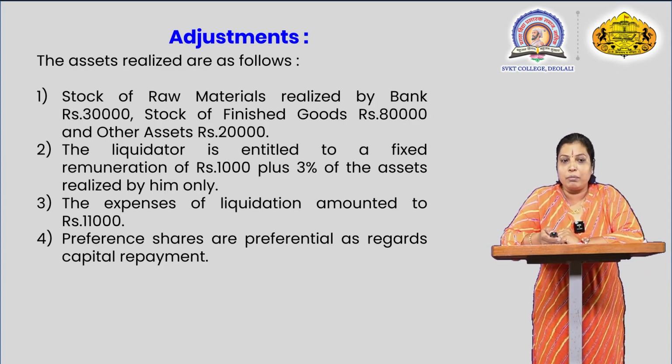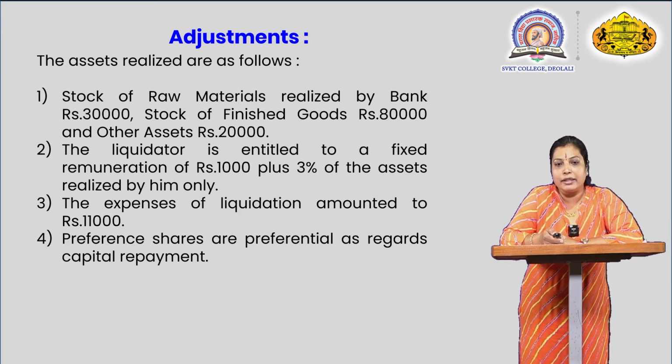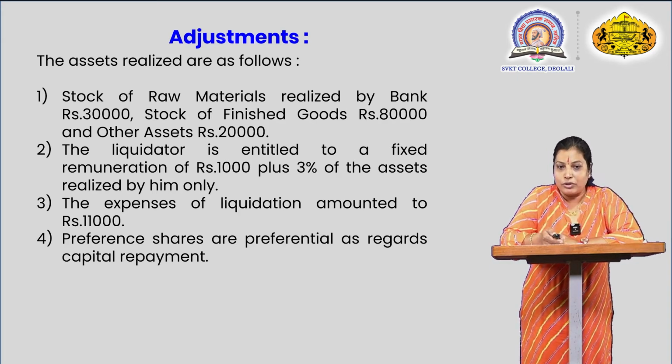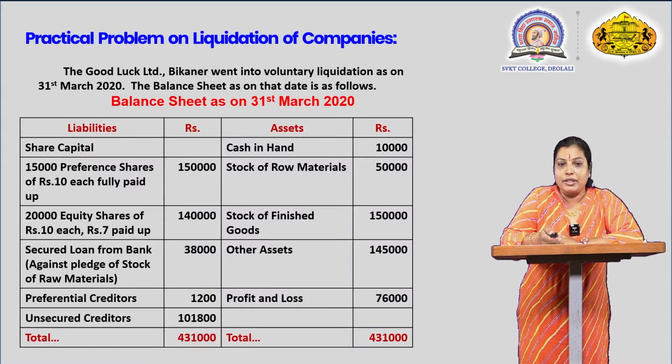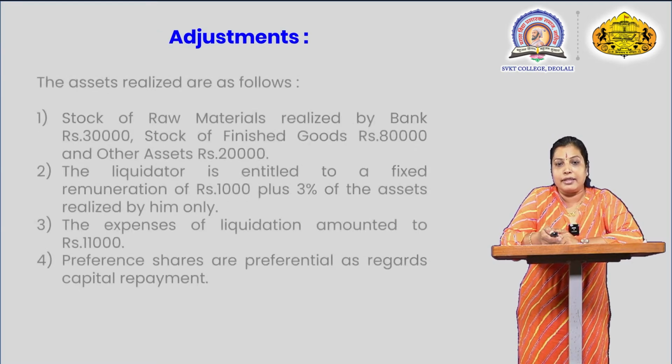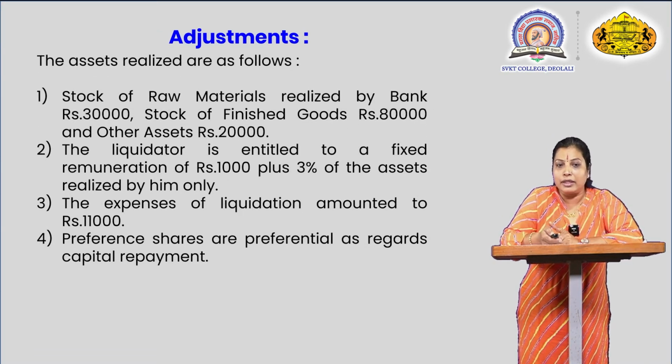This is the very important stock of raw material realized by the bank, not realized by the liquidator appointed by the court. Rupees 30,000, then stock of finished goods is rupees 80,000 and other asset is 20,000. But in the balance sheet, we can see the stock of raw material is rupees 50,000, but the asset is realized by the bank at rupees 30,000.